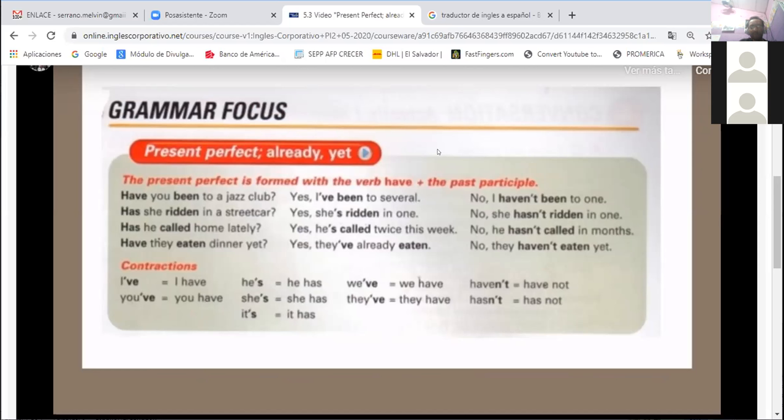Have you been to a jazz club? Club. Yes, I've been to several. No, I haven't been to one. Correct. In this case, several means? Many. Several means many. Has she ridden in a streetcar? Yes, she has.